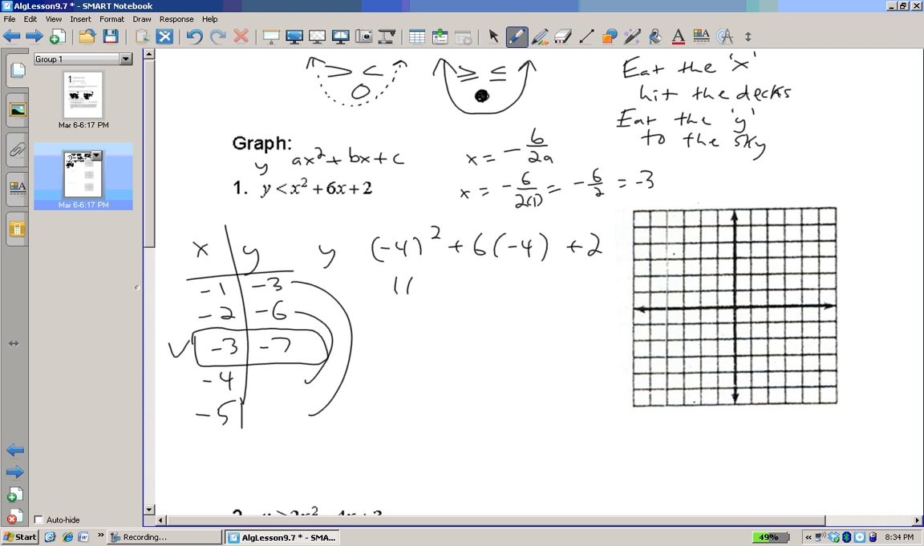Negative 4 squared is positive 16. Negative 4 times negative 4. Plus 6 times negative 4, negative 24. 16 plus negative 24 is negative 8, plus 2 is negative 6.